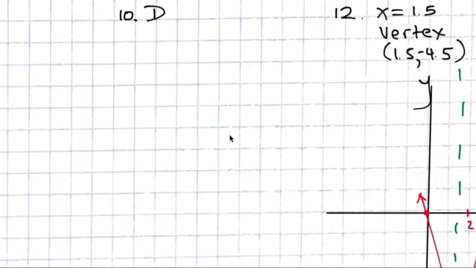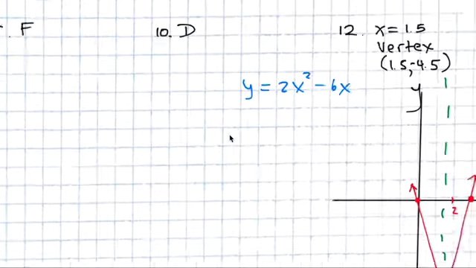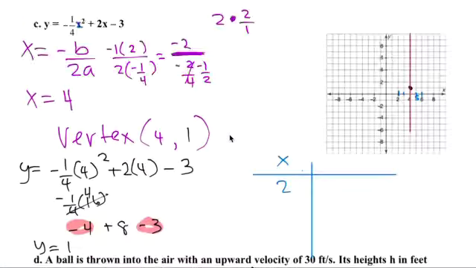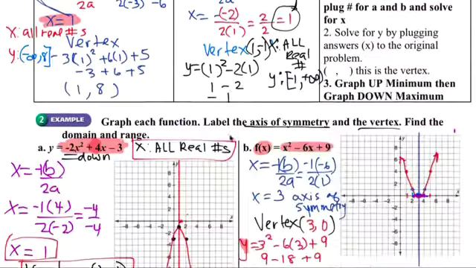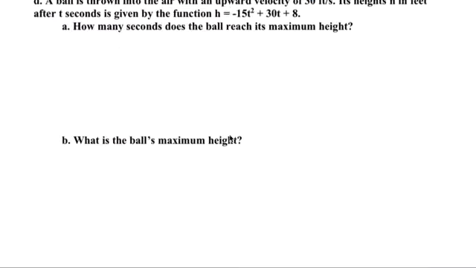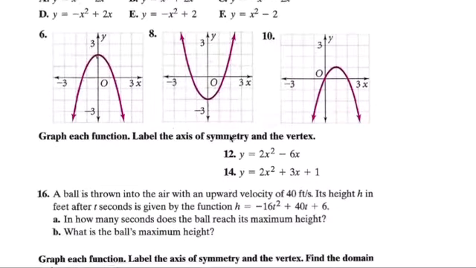Okay, so the problem is y equals 2x squared minus 6x, right? Let me double check. Going back. Should have brought the worksheet from school. I thought I put it in my backpack and I did not.